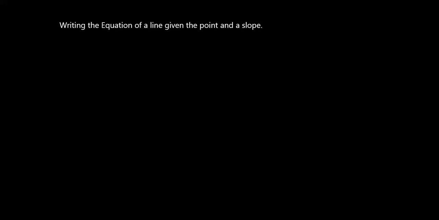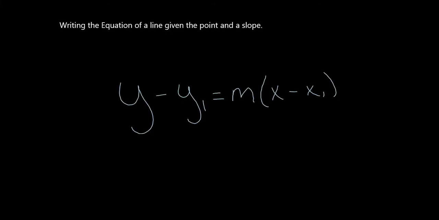This video is on writing the equation of a line given the point and a slope. The formula that you'll be using is y minus y sub 1 equals m times the quantity of x minus x sub 1. The values of y sub 1 and x sub 1 will come from your point, and the m will come from your slope. We'll do a couple of examples so that you will be able to see how this will work.